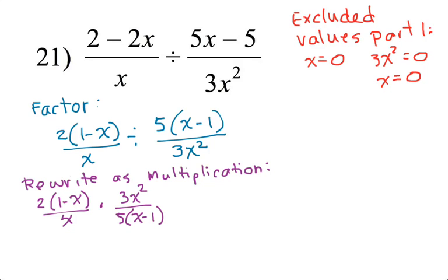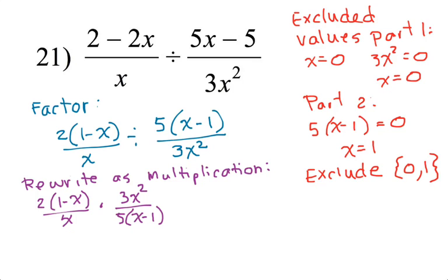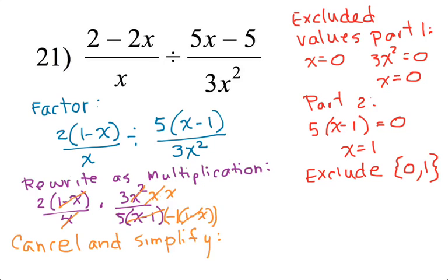Now we're going to rewrite it as multiplication. The first part stays the same, the second part flips, and we now have multiplication and a new denominator. So we go to excluded values part 2, which is the new denominator set equal to 0. That factor of 5 doesn't give us a solution, but x minus 1, that factor gives us 1. So now all together we have 2 values to exclude. And now we can cancel and simplify.